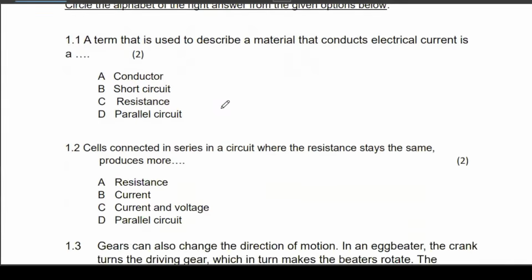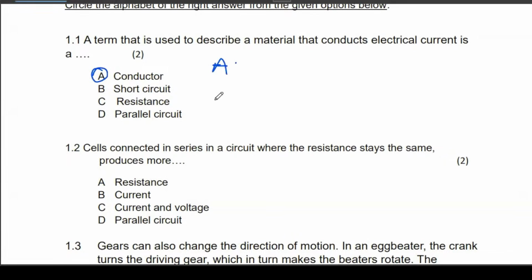Okay. 1.1, a term that is used to describe a material that conducts electrical current is, we know that this has to be a conductor. Right? So conductor is the correct answer for 1.1.